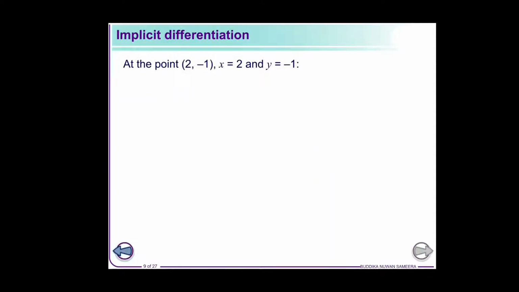So then we need to find the gradient of the function at the point (2, -1). That means x equals 2 and y equals -1. So you need to find dy over dx when x equals 2 and y equals -1. So you can substitute the values of x and y into the earlier equation. Then you can find the value of the gradient, that is 5 over 4.